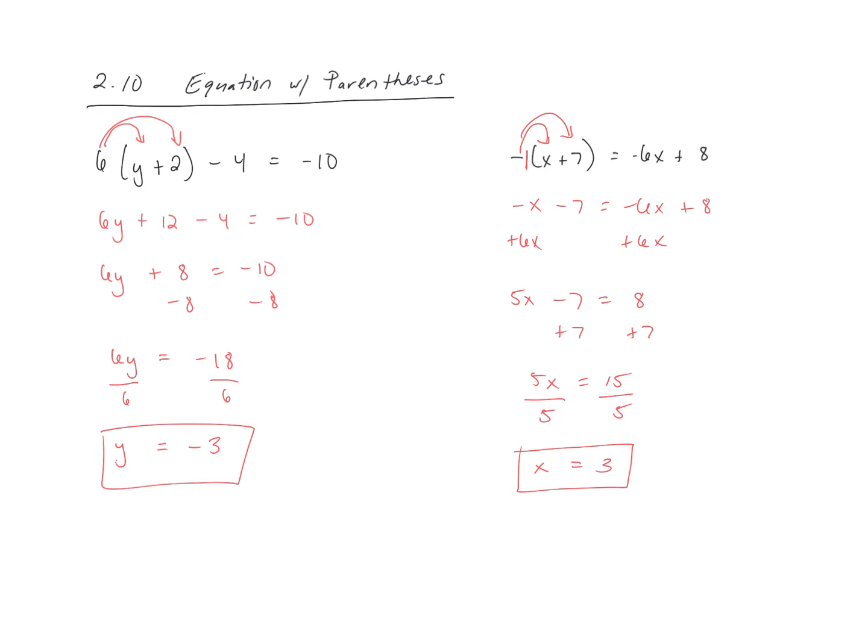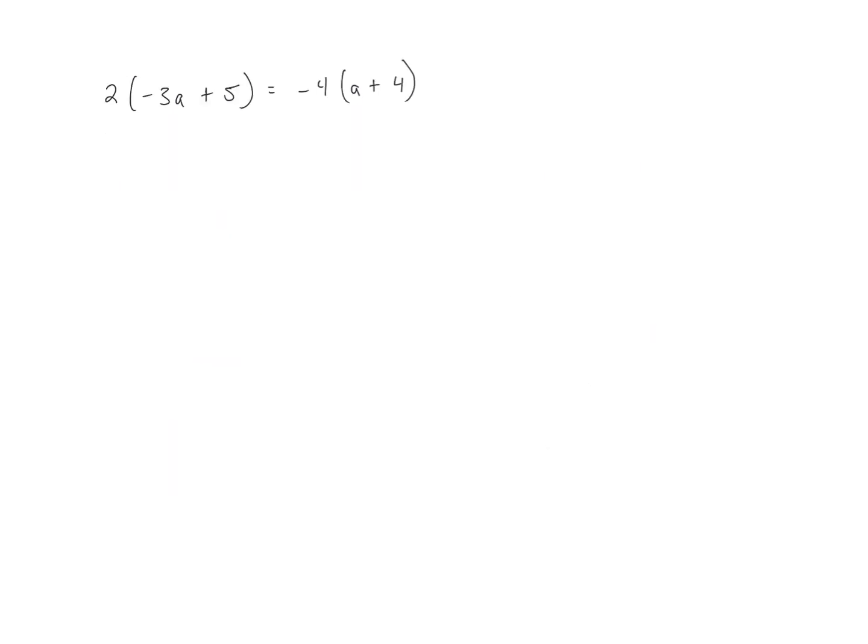Last example. Here we have parentheses on both sides of the equation. So we have 2 times the quantity of negative 3a plus 5 equals negative 4 times the quantity of a plus 4. Please pause and solve the equation. Okay, now that you have solved, here we go. We can't simplify anything inside of the parentheses, so we're going to distribute.